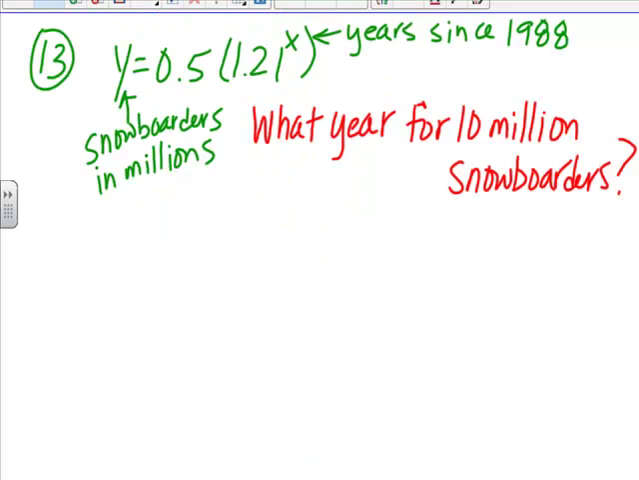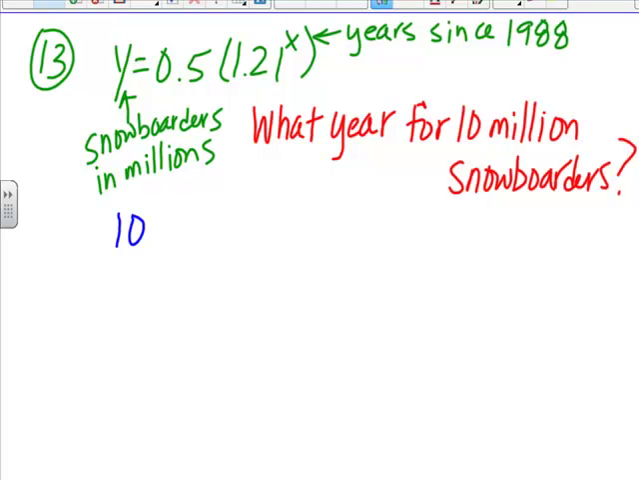Okay, another problem, just want to make a different point here. This is an equation that talks about millions of snowboarders in the world. Y equals 0.5 times 1.21 to the x, and x represents the year since 1988. So what year will there be 10 million snowboarders? So what are we going to do in this case?